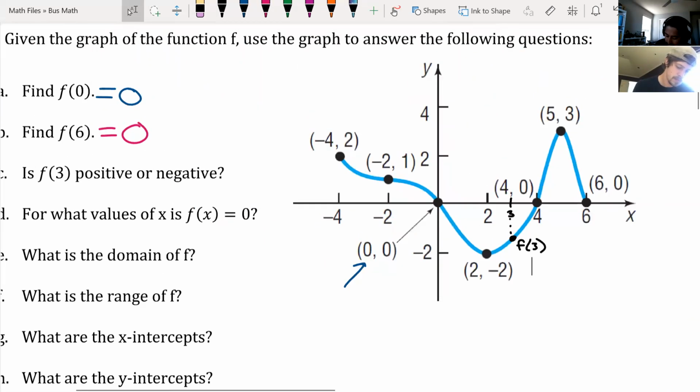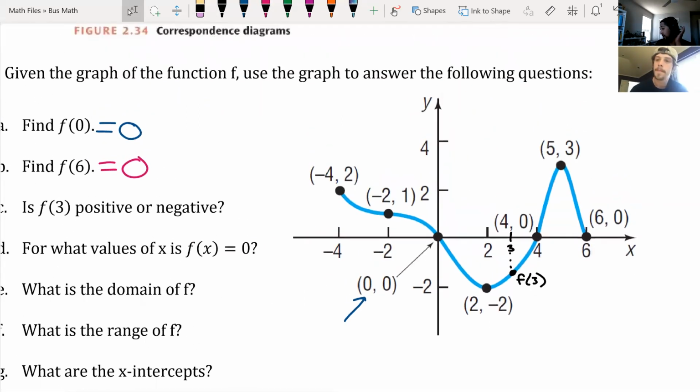All we want to know is, is that value positive or negative? So is our point f of 3 above or below the x-axis? Below, which means it would be negative. That's it.